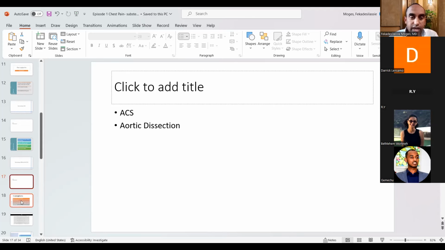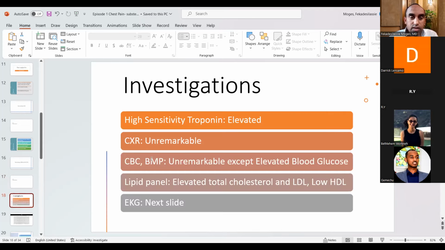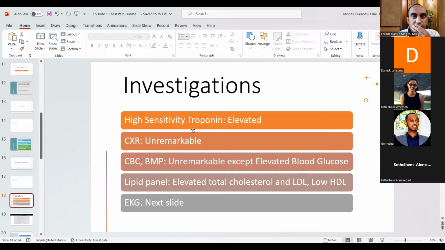EKG. EKG, yes, 12 lead EKG. Yes, basic CBC and the like. Basic CBC, BMP, they are unremarkable except elevated blood glucose because he's diabetic. Okay. Cardiac biomarkers. Yeah, high sensitivity troponin or troponin, whichever is available, it's elevated. Okay.